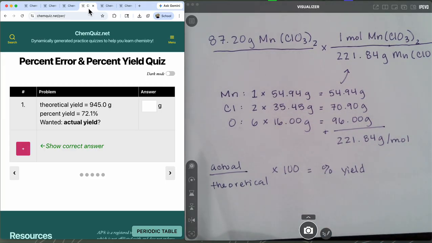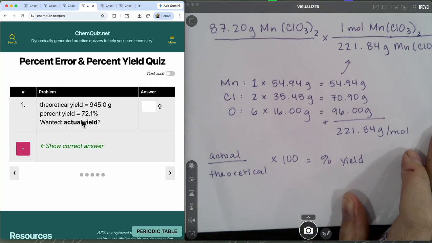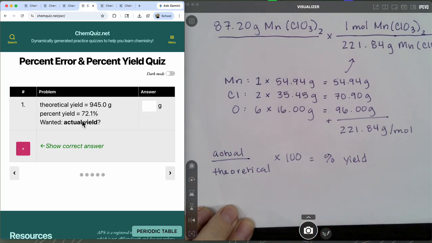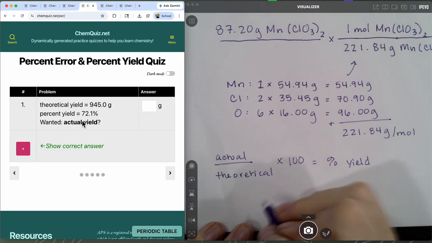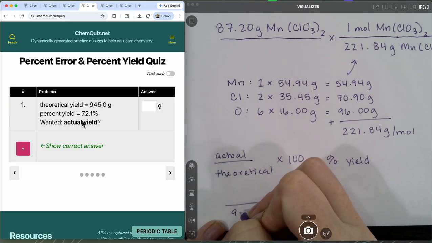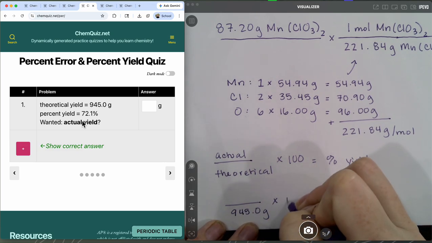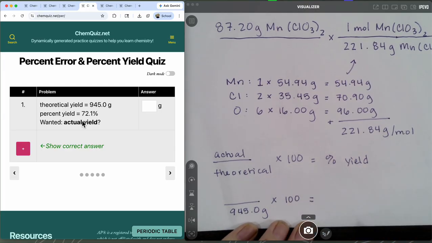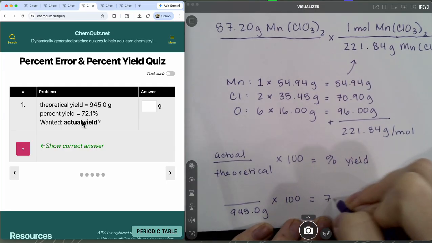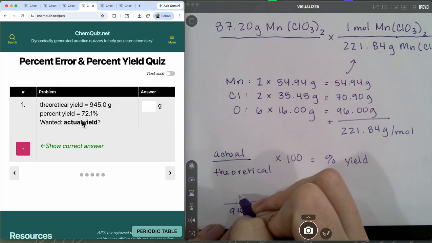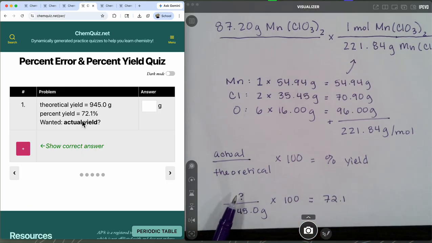The tricky part is when questions ask you to work backward like this. So this question says your theoretical yield was 945 grams, but we know we only got 72.1% of that. So what was the actual yield? Can you talk me through it? Let's plug stuff in. What do you know? We know that the theoretical is 945.0 divided by whatever we're going to get, and then times 100 equals 72.1. That's right. And the thing we're wondering about is the actual.